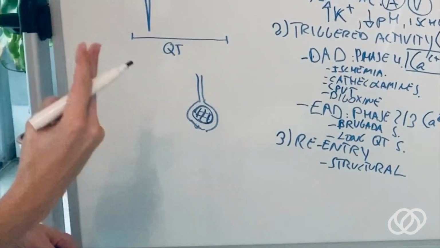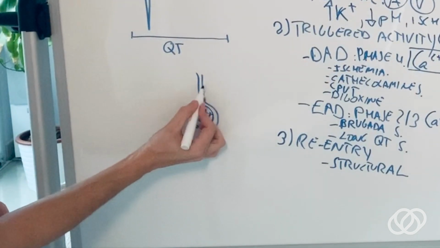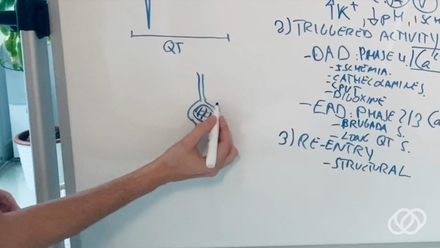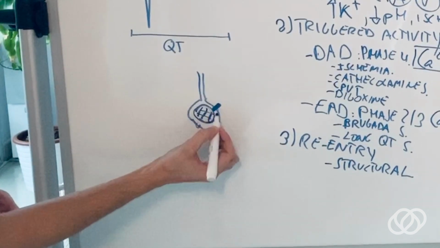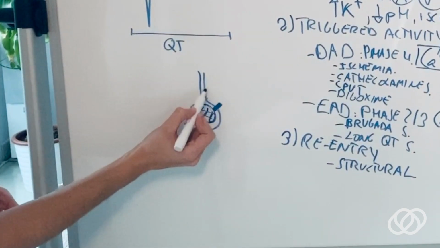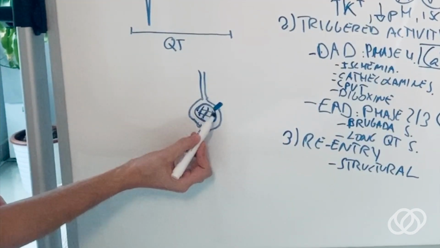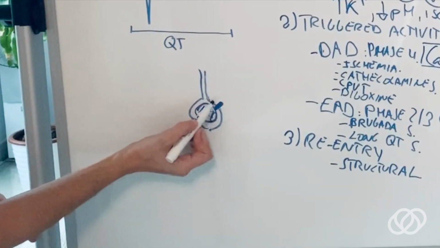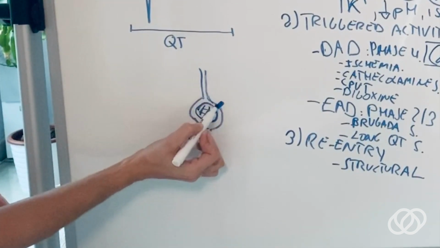We need another property. Another property would be that one of the two pathways needs to have a unidirectional block, and that means that the electricity can go one way but not in the other. So let's say that, for example, in this pathway we have a unidirectional block that leads the electricity to go this way up but not this way down.